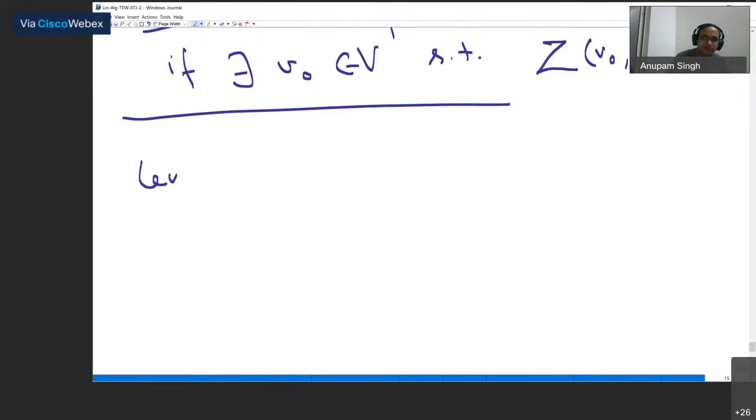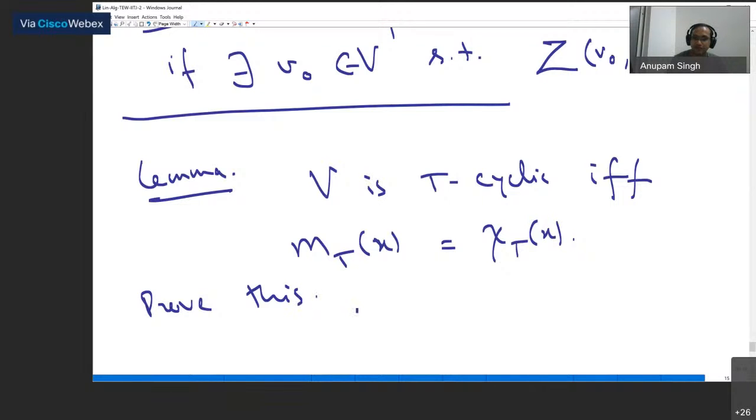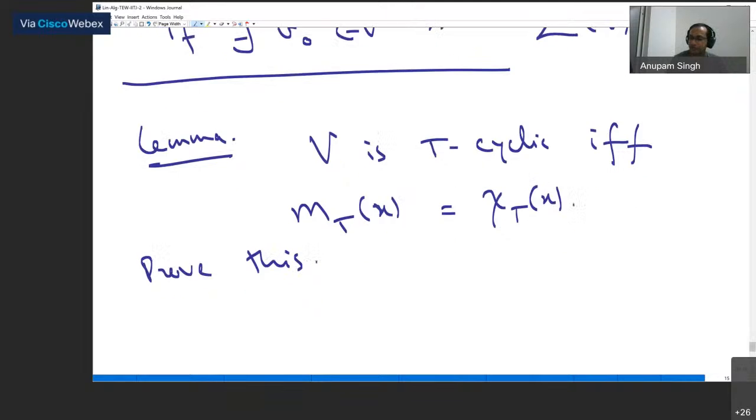Let me write this as a lemma first. Lemma: V is T-cyclic if and only if the minimal polynomial and characteristic polynomial are the same. All right, this can be proved quite easily. I will leave it for you to try out. Prove this. This is not difficult; you can prove this yourself.